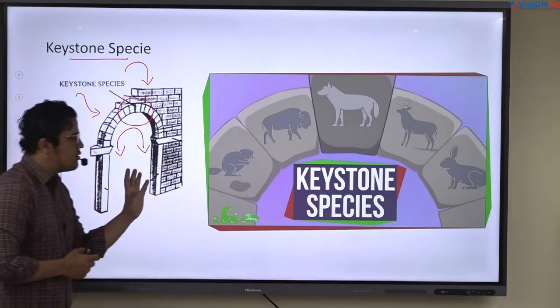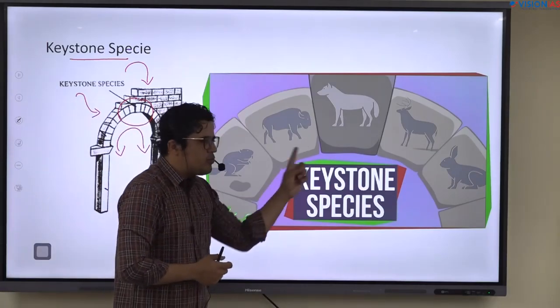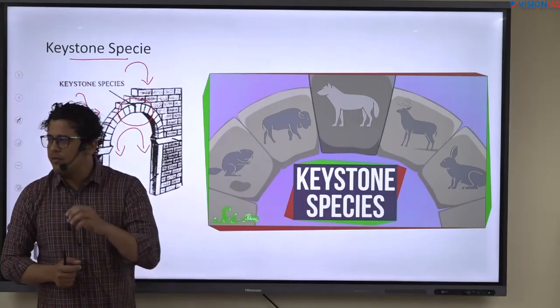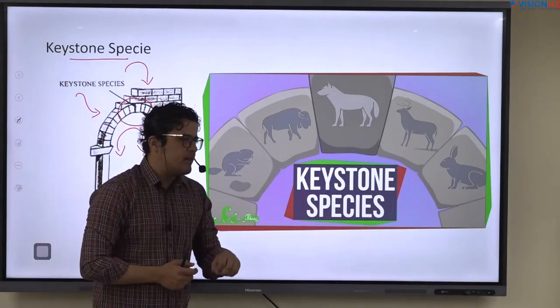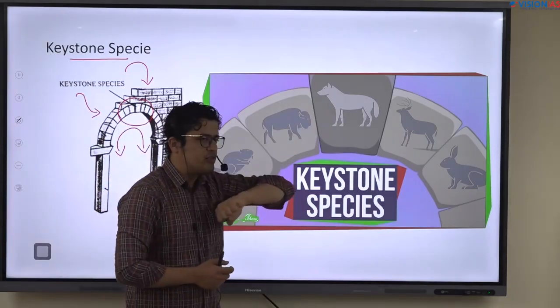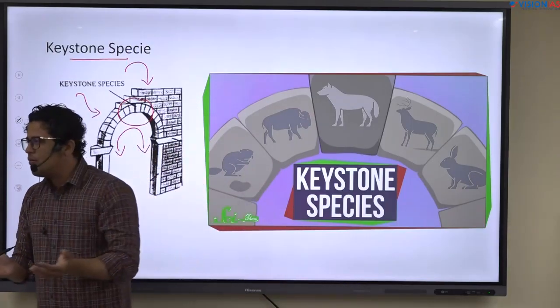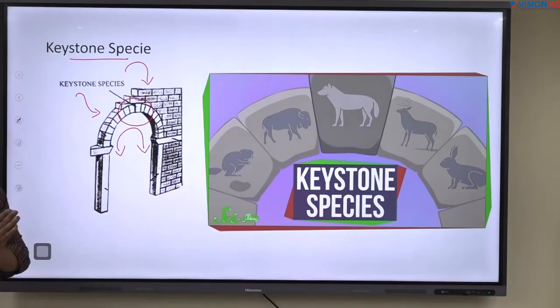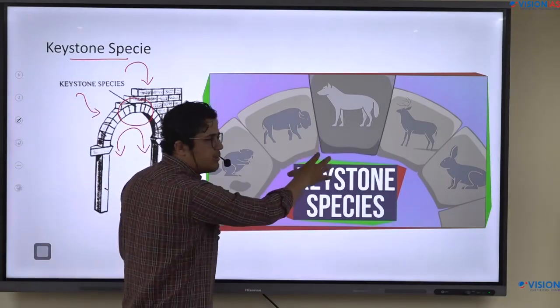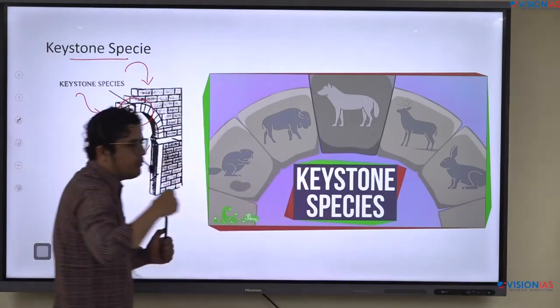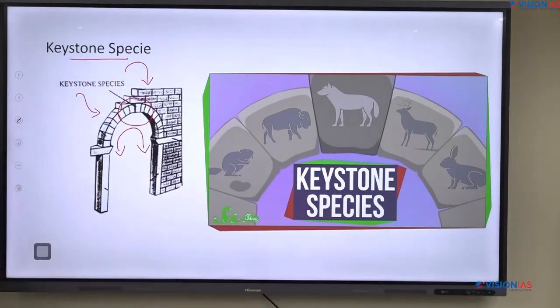Apply the same logic on nature. Keystone species, that is a species which needs to be present there. If you remove keystone species, the balance will go. The stability of the ecosystem or nature will go. So keystone species should be present. If you remove them, the ecosystem will change. Their presence is a must.